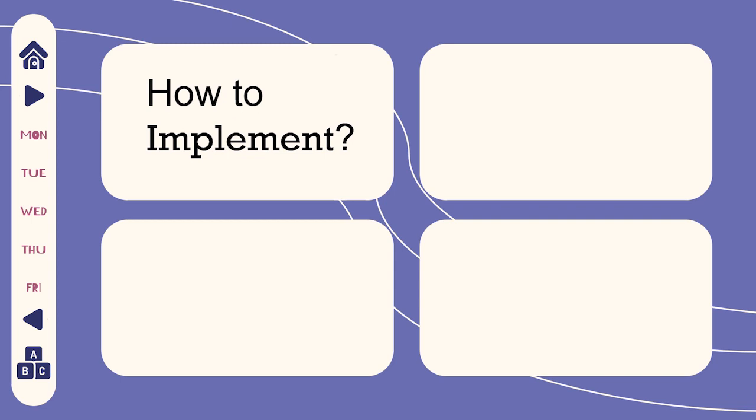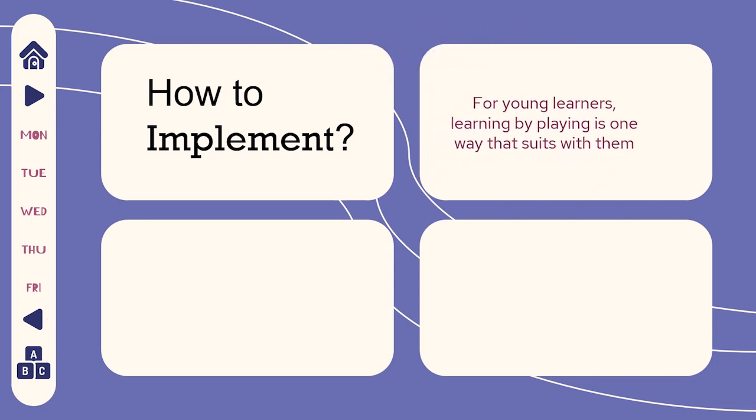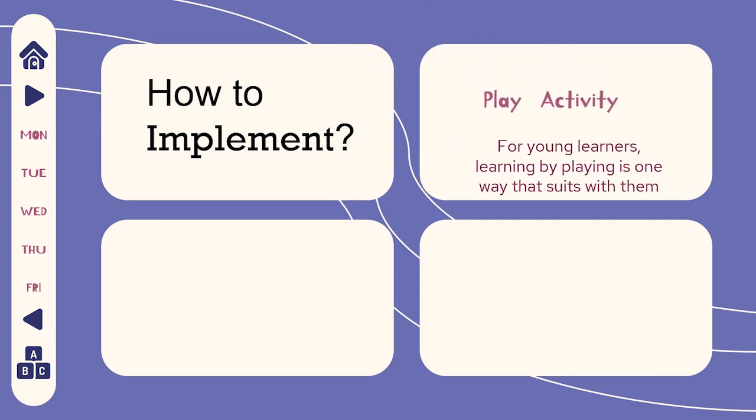The first is through play activities. For young learners, learning by playing is one way that suits them because they tend to get bored more quickly, so it must be done in a fun way. In this way, we can ask simple questions like what toys or games they like, how to play it, and so on, which will make interactions between the children and the teachers.